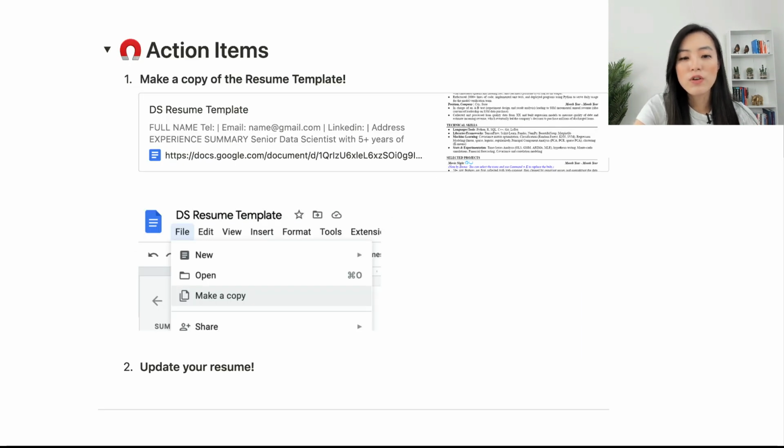Lastly, I want to give you a few action items. The first thing is to make a copy of this resume template. Everyone has access to it, and you just need to make a copy of this document, and then you can use this template for your resume. Once you make a copy of this template, you can then update your resume based on what we have talked about in this video.